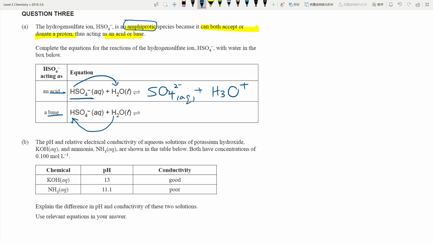They're both aqueous because they are both ions. In this case, the HSO4 minus becomes H2SO4 because, oops, that's aq. God, don't you love it when you make a stupid mistake? That's aq, and then that's OH minus. Okay, so just understand what an acid and base does, and you should be okay here.